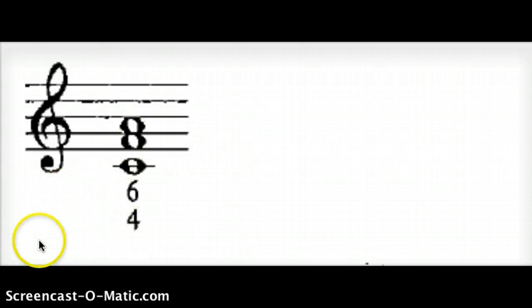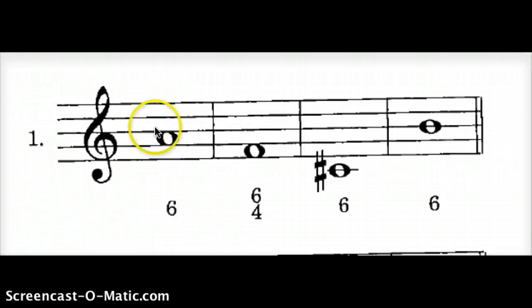Now here comes a fun drill. So we're going to look at this first one here. The 6 indicates what inversion? That's right, first inversion. So that is saying that the third of the chord is on the bottom. So you have an A here, that is the bottom note. So you have to ask yourself, A is the third of what triad? And the answer is F major.